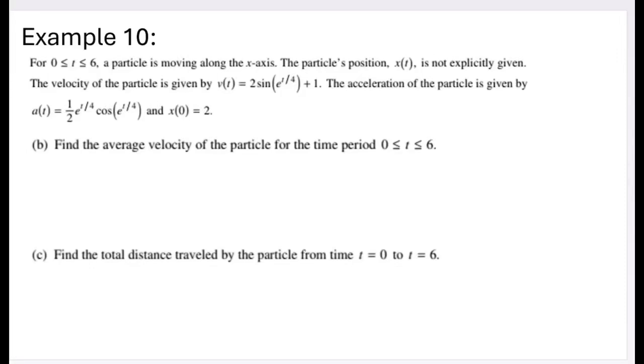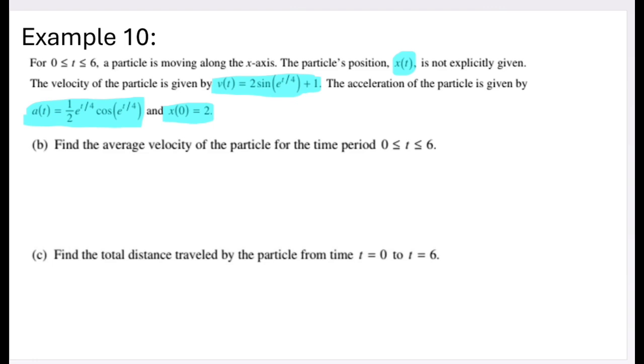All right, so we're going to start with example 10. For 0 ≤ t ≤ 6, a particle is moving along the x-axis. The particle's position, x(t), is not explicitly given, so we don't know x(t). The velocity of the particle is given by v(t) = 2 sin(e^(t/4)) + 1. The acceleration of the particle is given by a(t) = 1/2 e^(t/4) cos(t/4). And x(0) = 2.